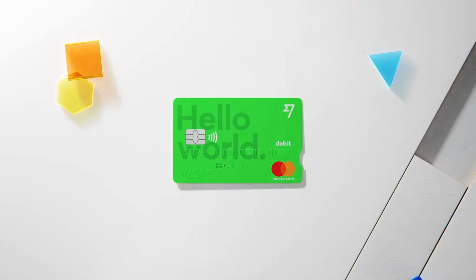Another downside is at the moment, the debit cards are only available in Europe and the UK. They're coming soon in the US, but so far not available in Australia.